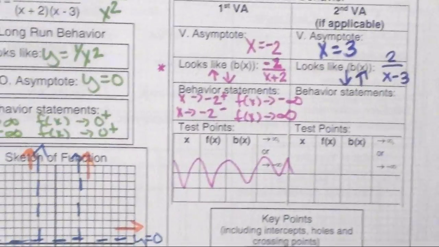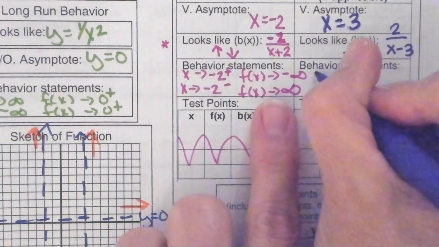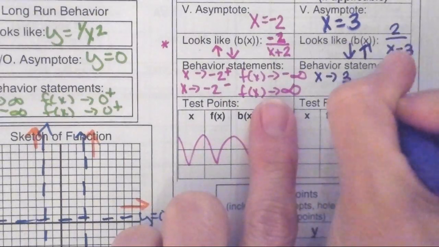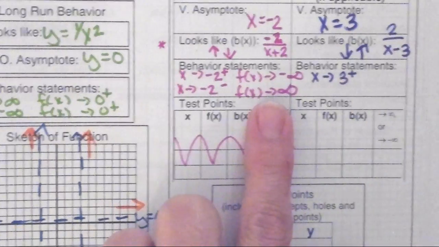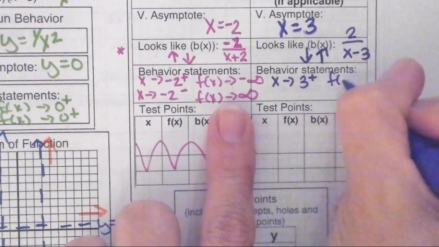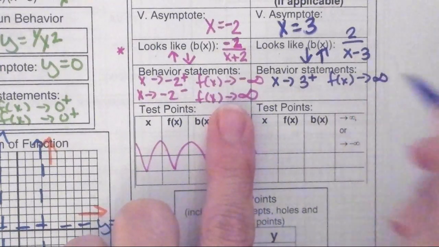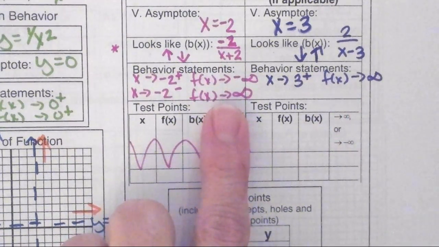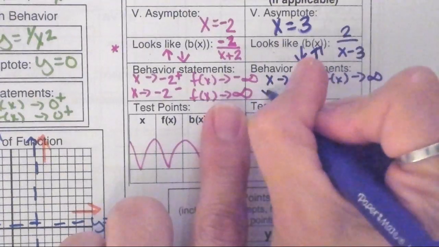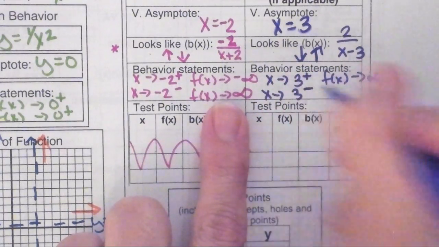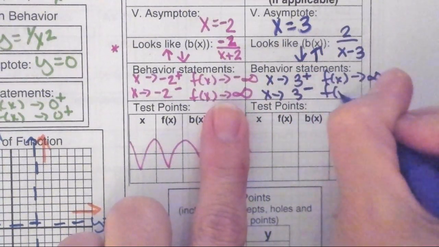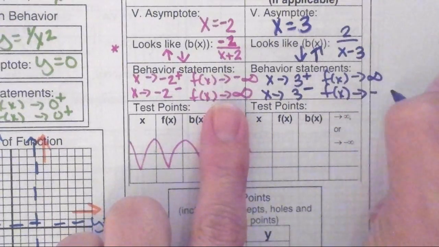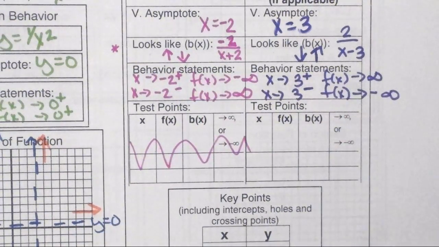Okay, now I'm going to go write what we just did over here. As x approaches 3 from the right, I put a 3 with a plus sign. I drew a line that went up, so I put positive infinity. And as x approaches 3 from the left, I'm going to draw a line that goes down, so I write negative infinity.